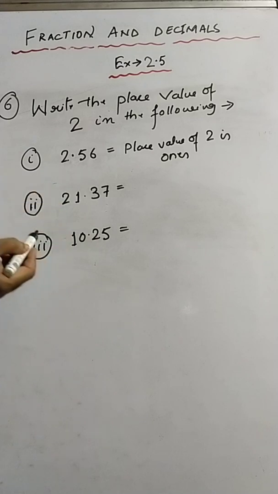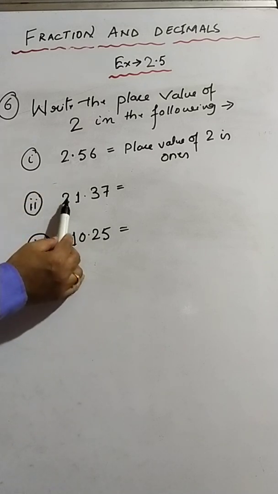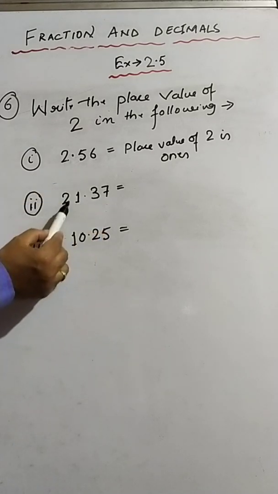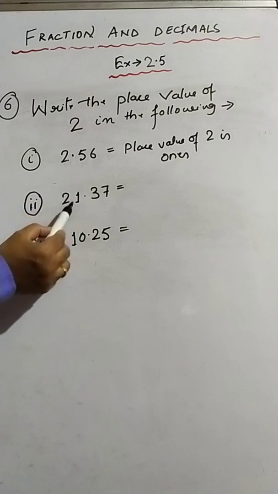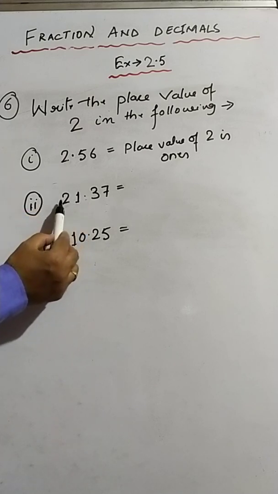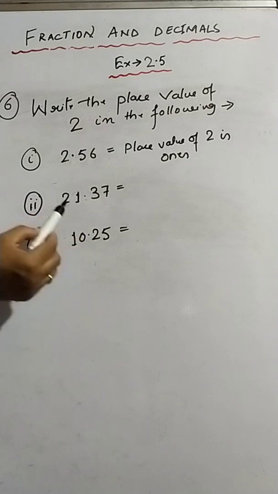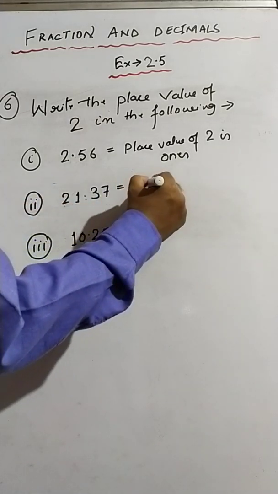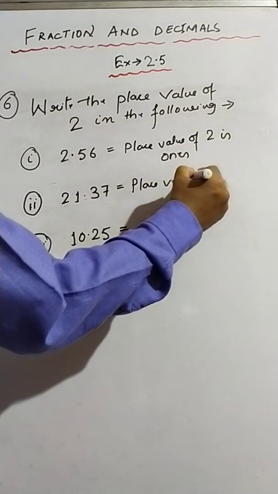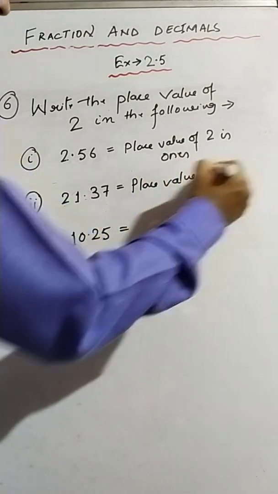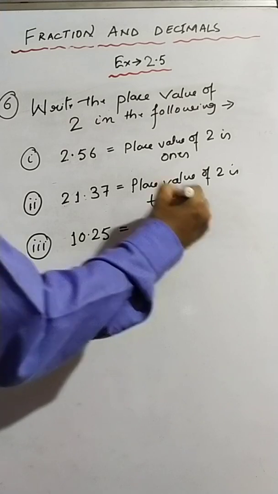Fine. Now again, let's go to the second question. Now it is written 21.37. So what is the place value of 2? This 2, it is tens, isn't it? Right, left hand side of the decimal. First position is unit. Second position is what? Tens. So the place value of 2 is tens. This is how you have to write.